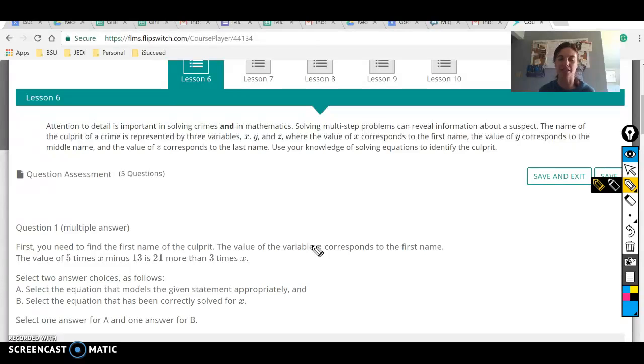Our first lesson for Project 2 is Lesson 6. And in this lesson, we've got 5 questions to go over, and it looks like we're solving some more crimes. So we're going to be looking at solving multi-step problems.